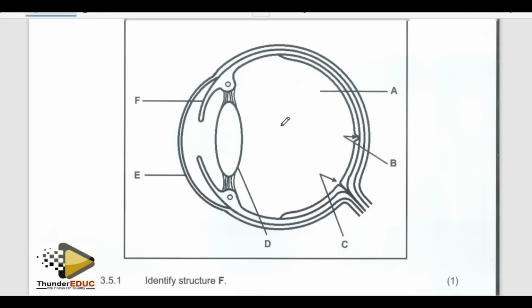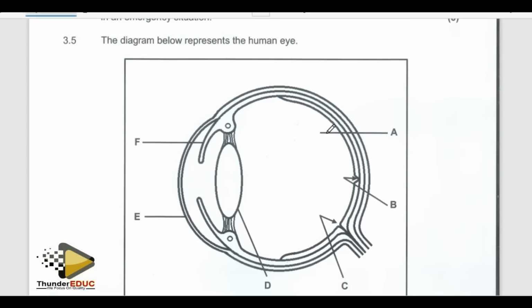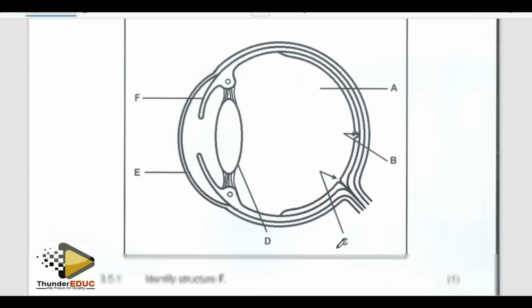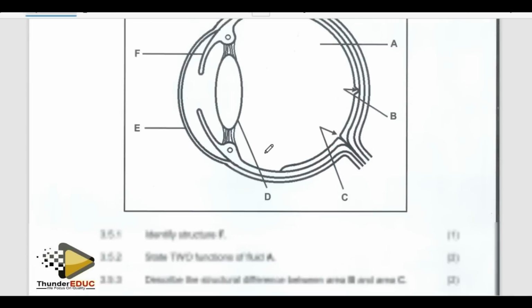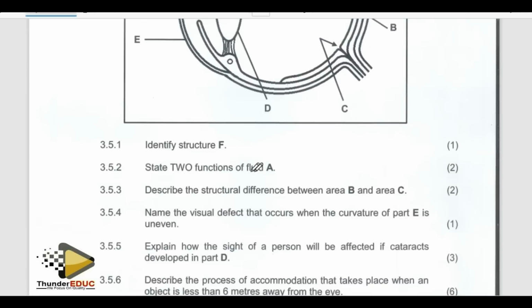So they're saying, what is A? A is vitreous humor. B is yellow spot. C is blind spot. D is lens. E is cornea. F is iris. So you have to know them. Identify F, we have said it. F is iris. And then they're saying state two functions of A.